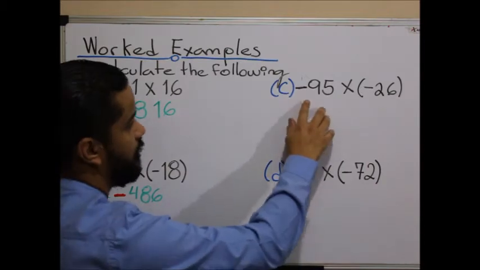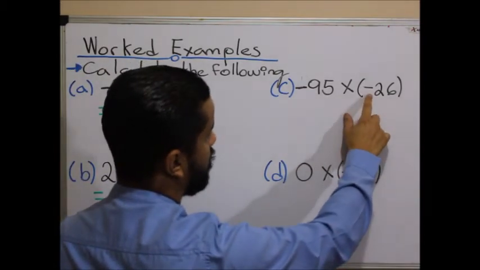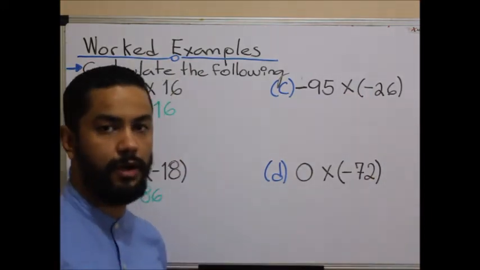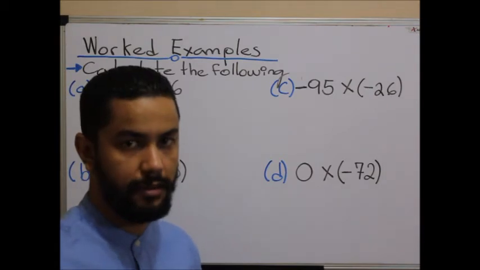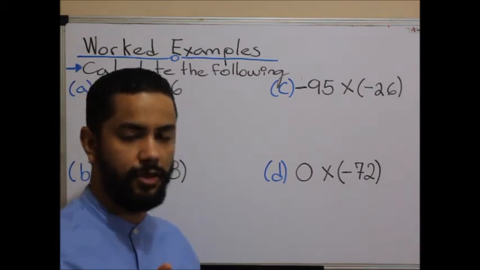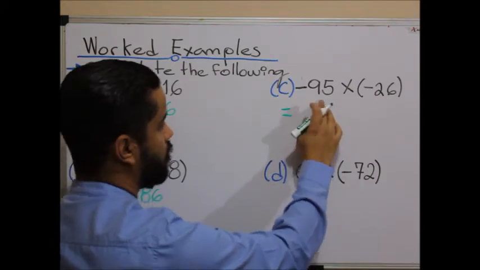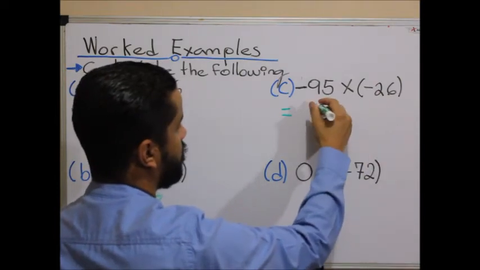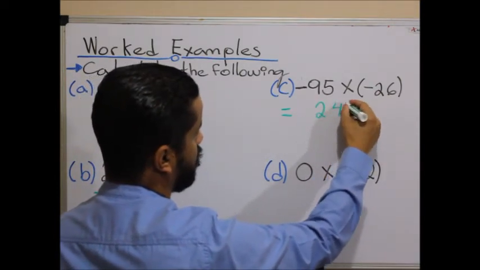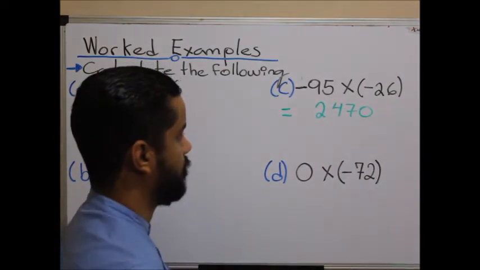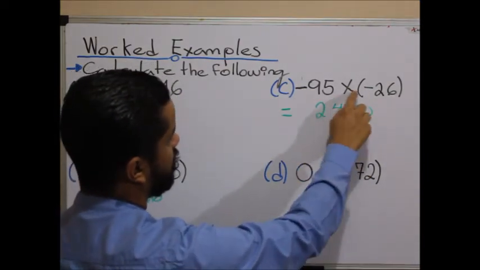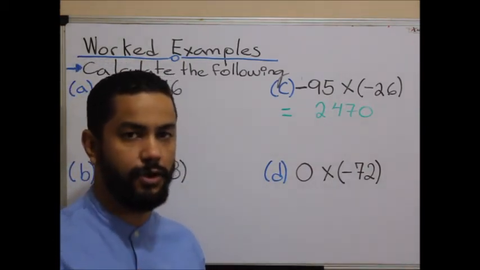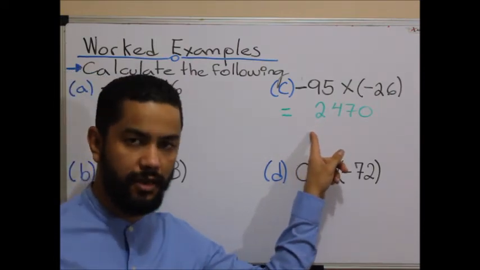Now let's go to that one. Negative 96 times negative 26. Now we're having two negatives, so that means that our solution will be positive. Two negatives make a positive solution. Knowing that, we're going to multiply just 96 times 26, and it will be 2,470. And we're going to leave it like that because both our numbers are negative. So we're going to get here a positive solution.